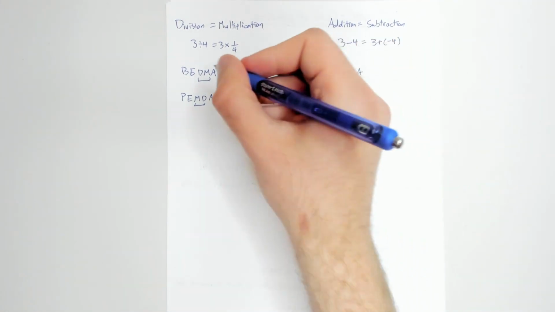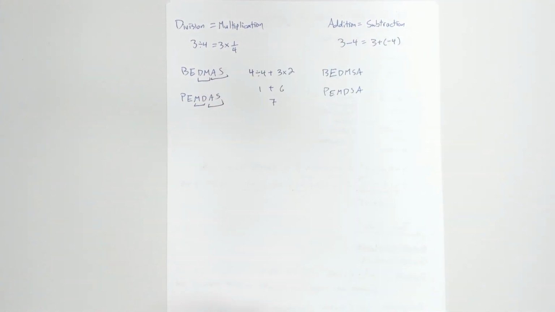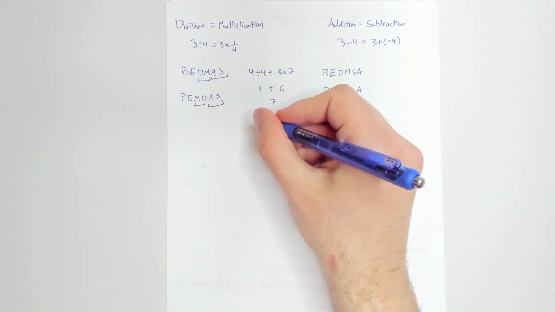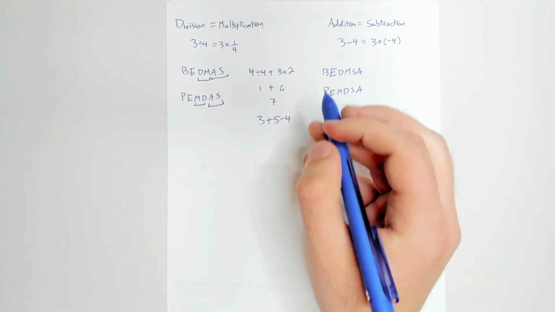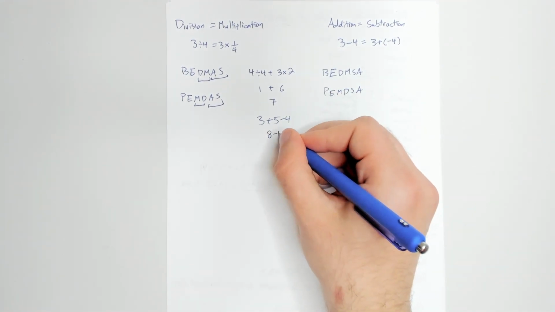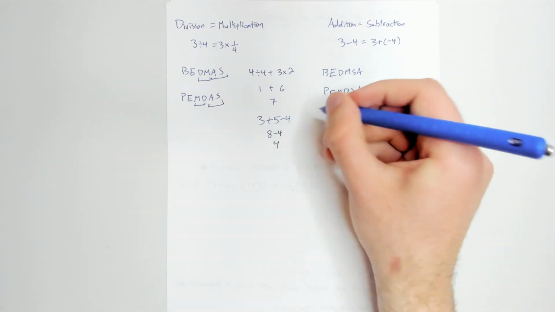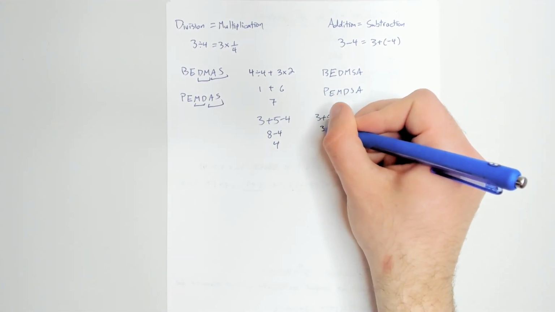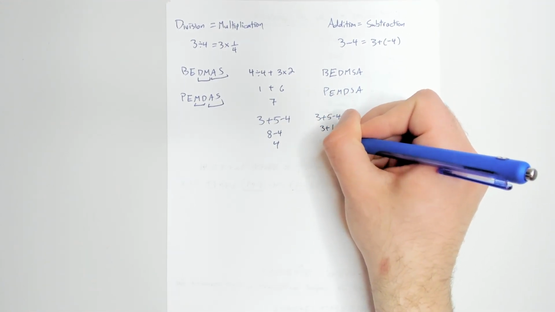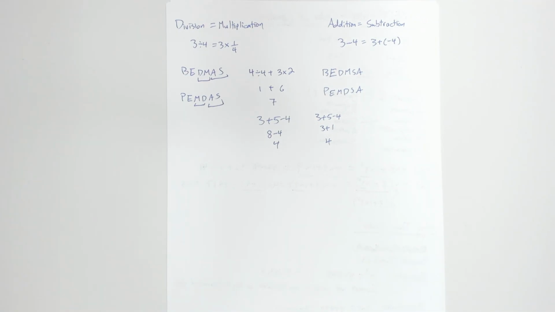But the point is that addition and subtraction are kind of the same thing, so we can do them in either order we want. For example, if I had 3 plus 5 minus 4, I could do 3 plus 5 first and get 8, and then subtract out the 4 and get 4. Or I could do the 5 minus 4 first and get 1, and then do 3 plus 1 and get the 4.